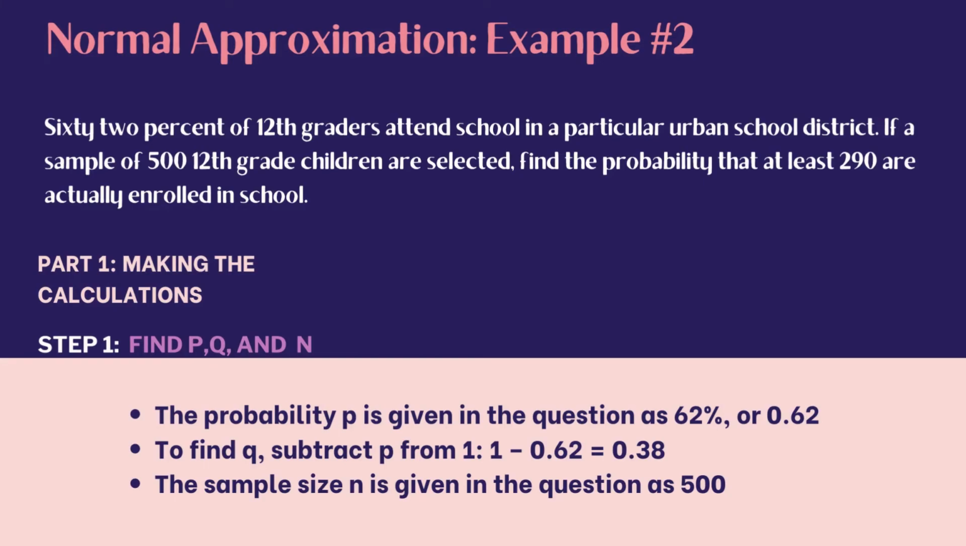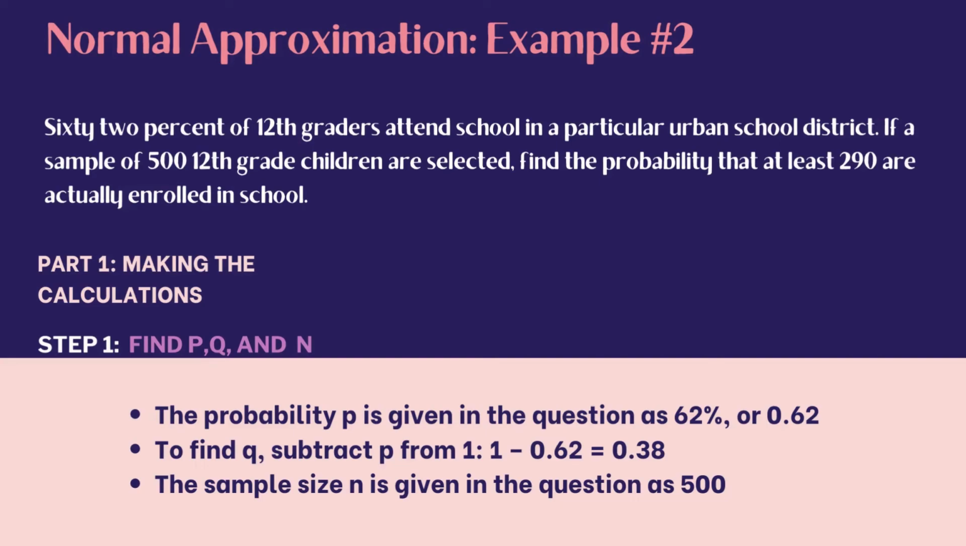Example: 62% of 12th graders attend school in a particular urban school district. If a sample of 512 12th grade children are selected, find the probability that at least 290 are actually enrolled in school. Part 1. Making the calculation.